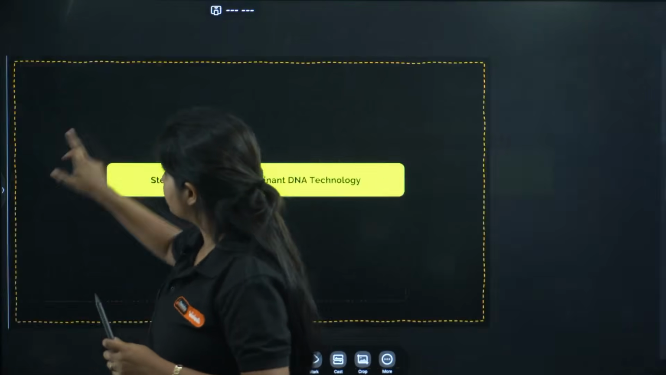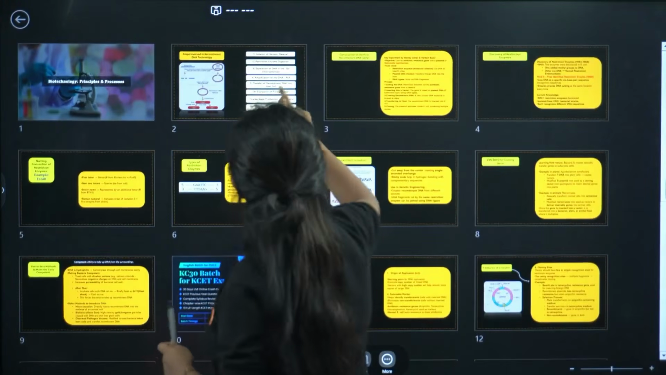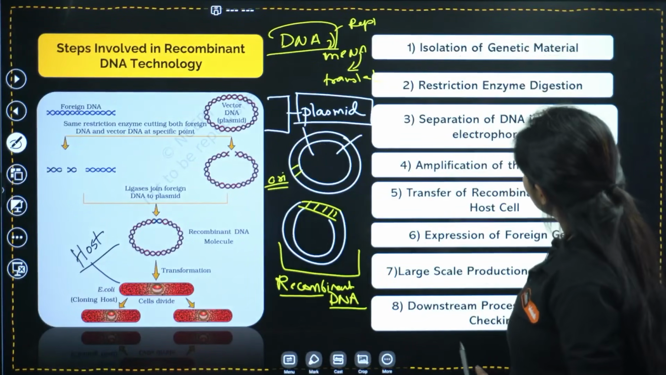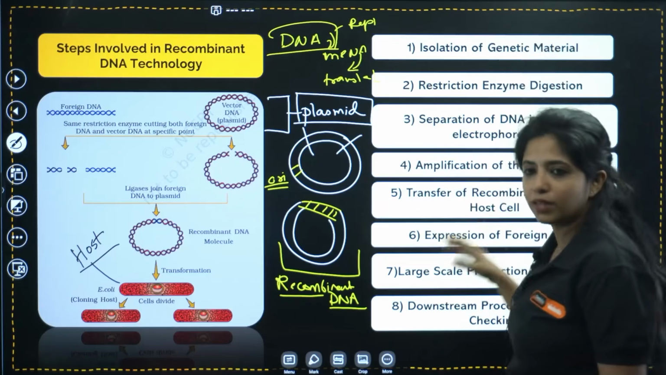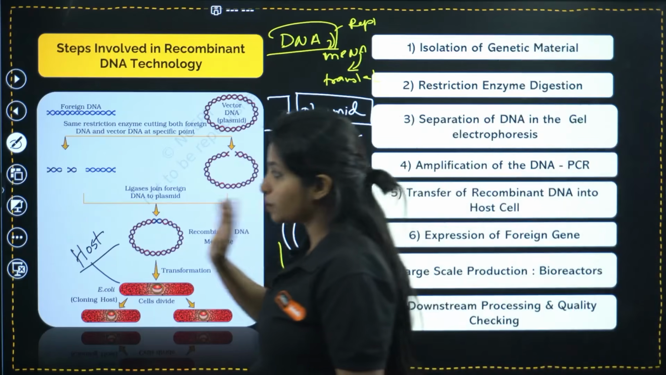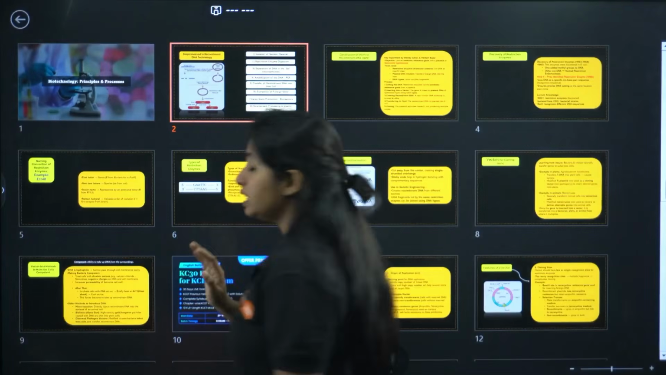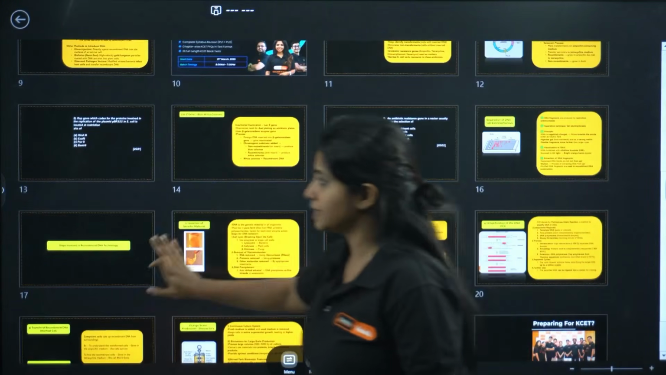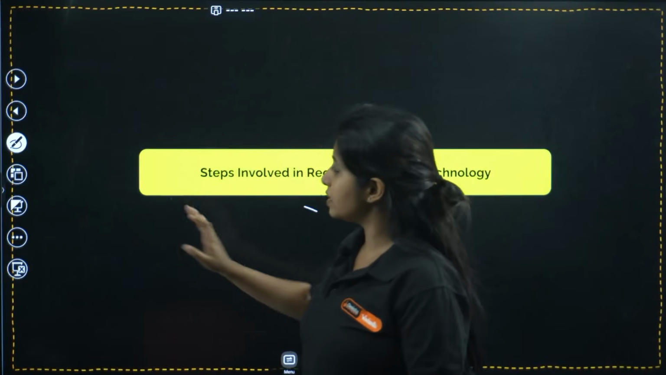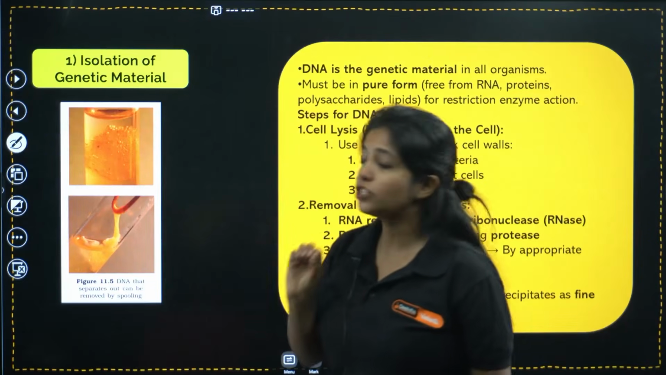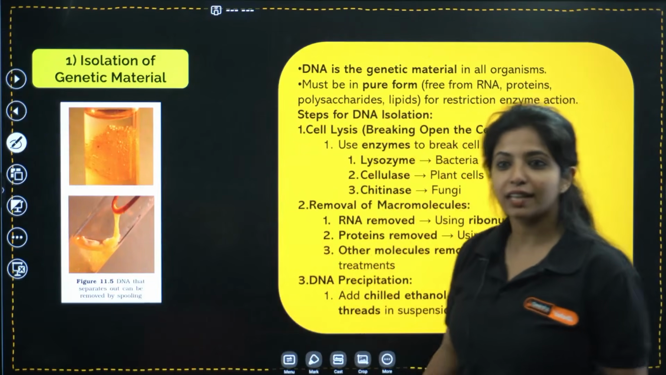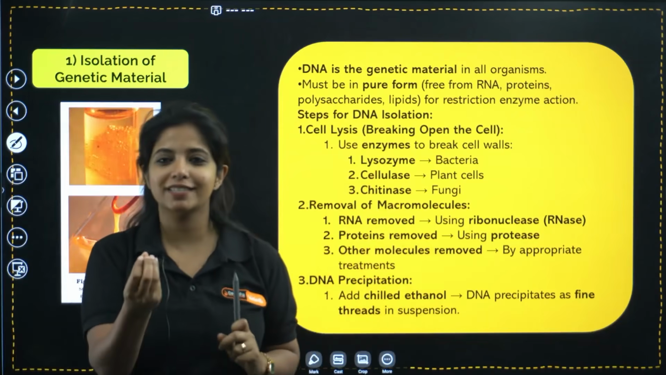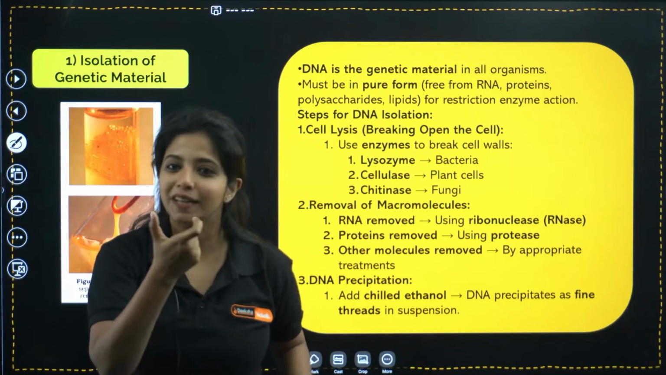In the first part of this particular chapter, I have put so many steps, and I have explained what all you need in these steps. We have explained the basic things. Now we'll go step by step and see if we are missing out on anything. The first step is isolation of the genetic material. Whenever we said that we needed DNA for putting inside the host, you need to understand that this DNA has to be taken out first.